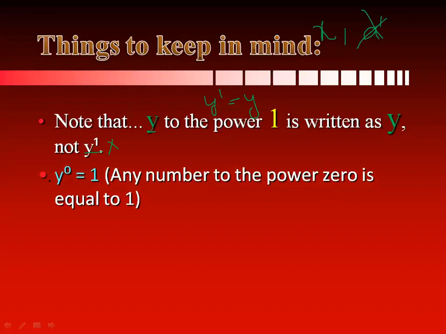If you have any variable whose power is 0, you will say that it is equal to 1. Any number to the power 0 is equal to 1. Let's take an example again. If you have any variable y, or we can say this is a base, and its power is 0 here, you will say it is equal to 1.